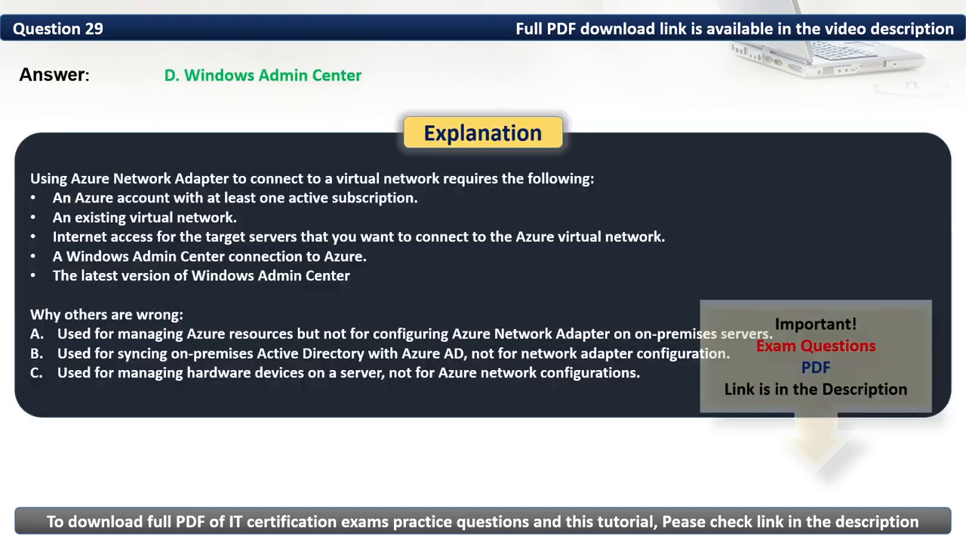Using Azure Network Adapter to connect to a virtual network requires the following: an Azure account with at least one active subscription, an existing virtual network, internet access for the target servers that you want to connect to the Azure virtual network, a Windows Admin Center connection to Azure, and the latest version of Windows Admin Center.